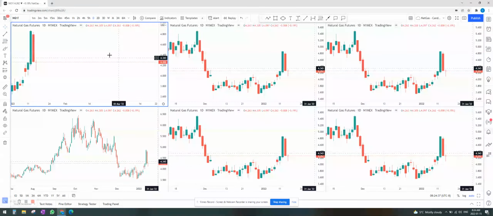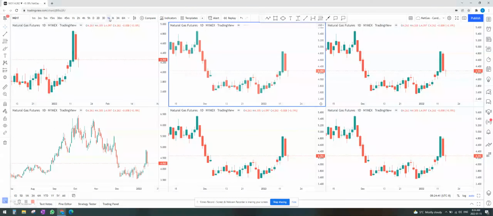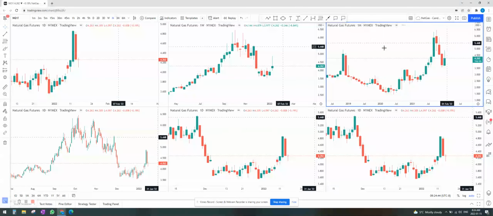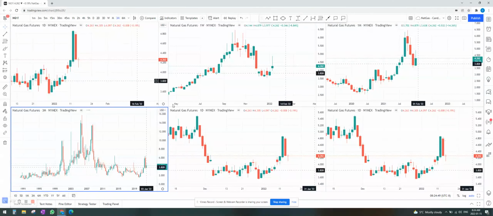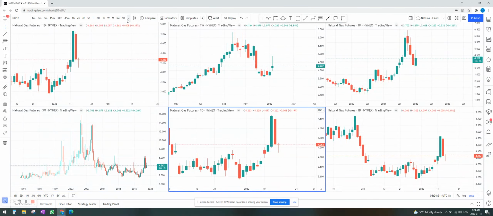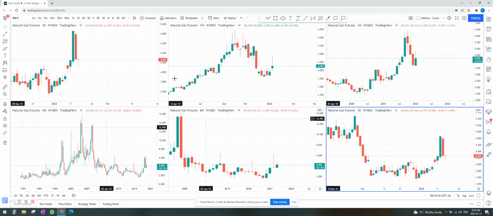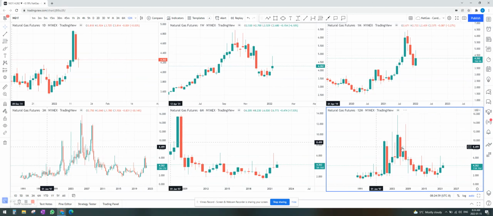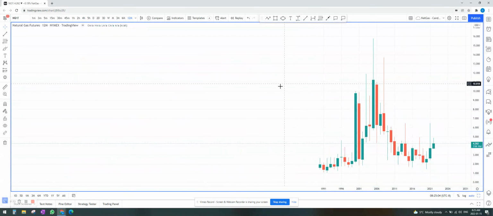So this is going to be our daily chart. This is going to be the weekly chart. The next will be the monthly. We can do quarterly, then semi-annual, and the last one will be the annual. But we will start top to down, and we will start with the annual candles.